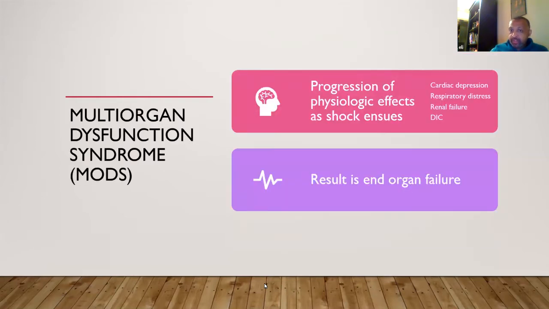So this progression of shock leads to multi-organ failure, right? There is cardiac depression, like I said, and respiratory distress, because with that lactic acidosis your body is trying to get rid of CO2 as well, to compensate. Then there is hepatic and renal failure because of either endotoxin release, the actual vasoconstriction, low blood flow, and also DIC. And that is what we call organ failure.